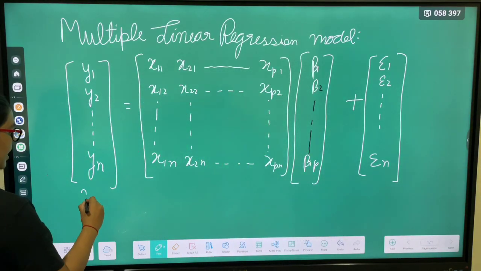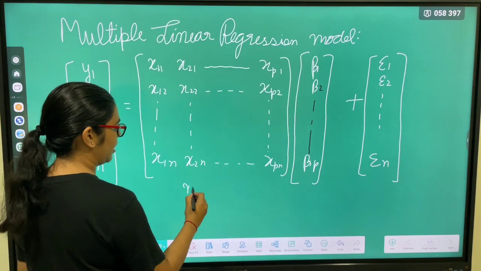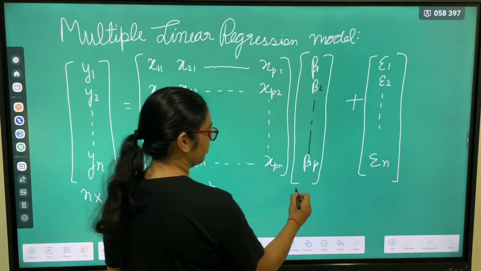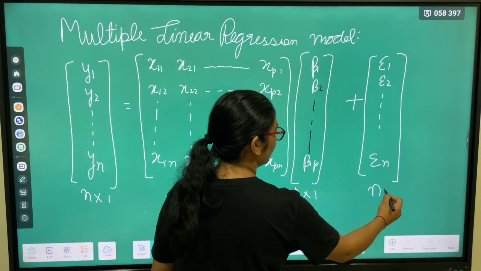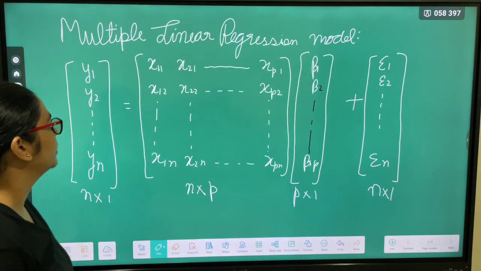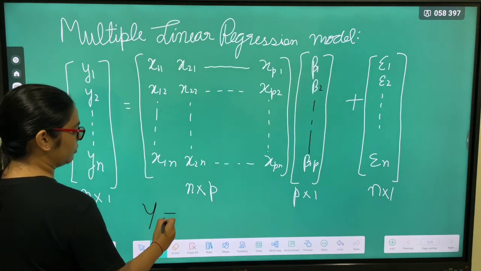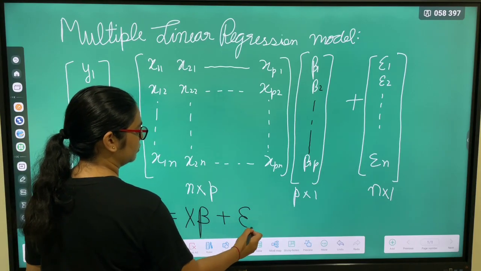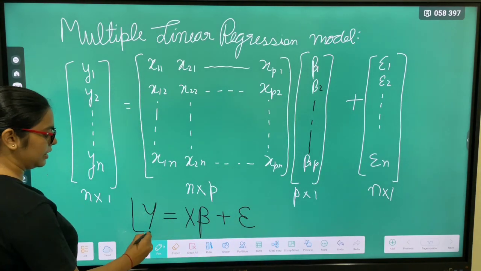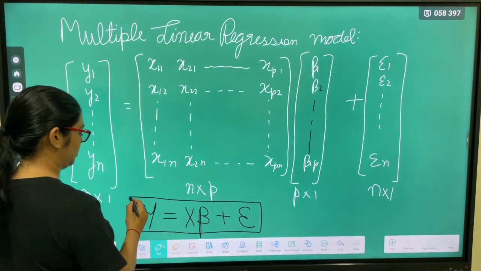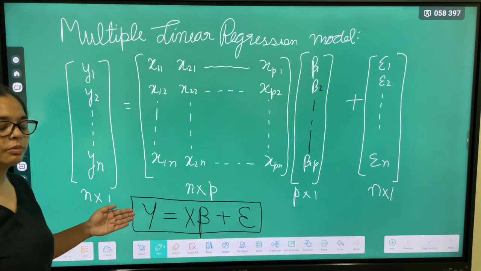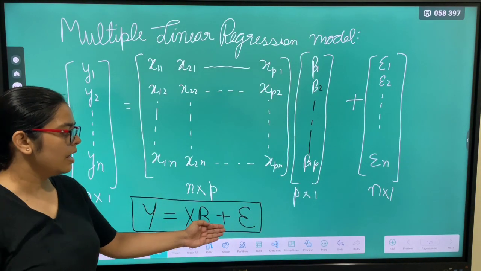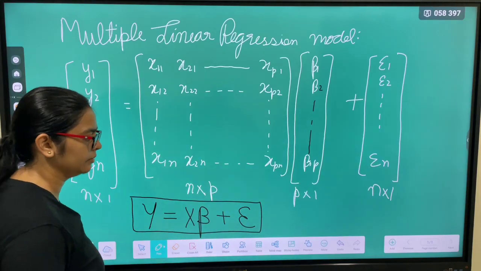This matrix is of n cross 1. This matrix is of n cross p. This is of p cross 1. And this is again of n cross 1. So our model becomes capital Y is equal to X beta plus epsilon. This becomes our multiple linear regression model, where the dimension of Y is n cross 1, of X is n cross p, of beta is p cross 1, and of epsilon is n cross 1 respectively.